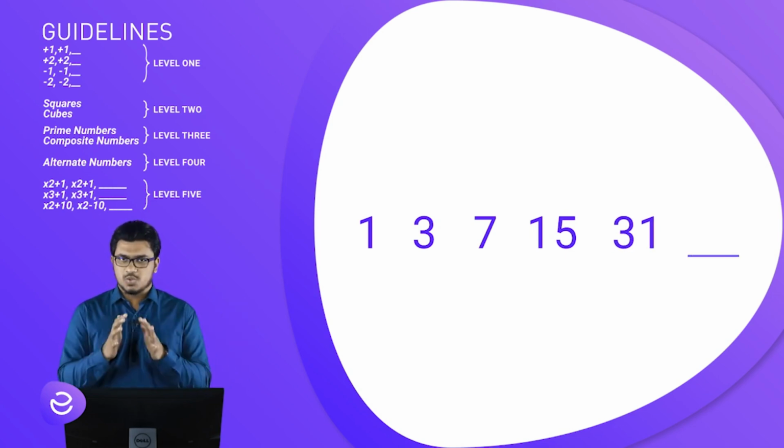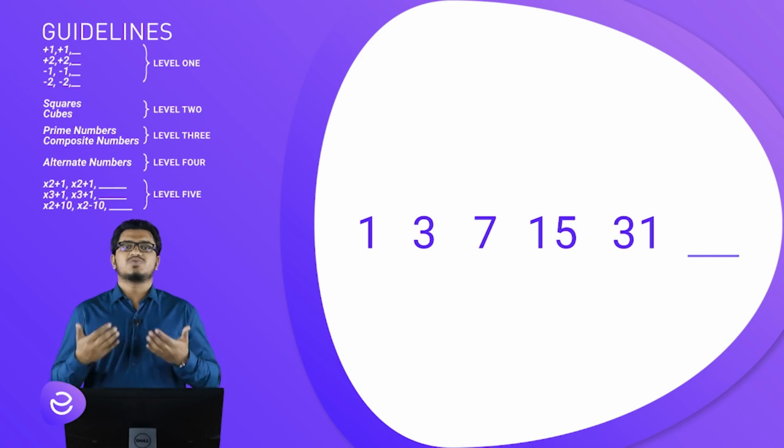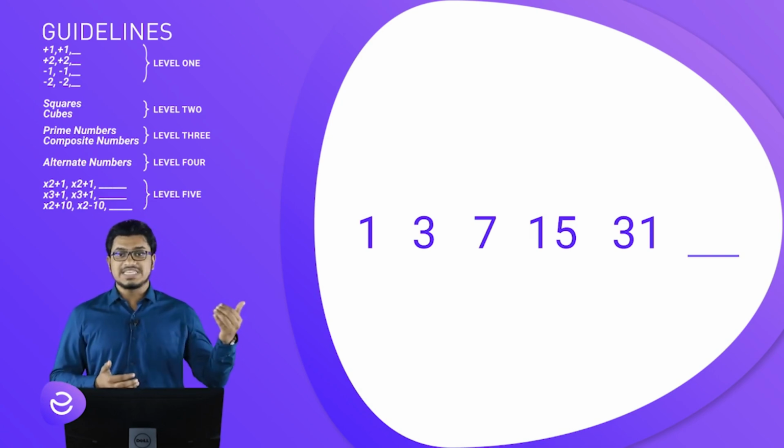You check for the differences, you won't get any. Check for the squares and the cubes, no. Prime numbers, composite numbers, no, you won't get that. So the next one you see is 1, 3, 7, 15, 31, dash.